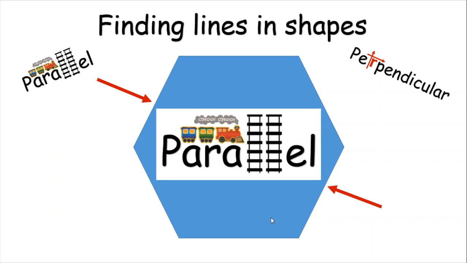And although they are quite short, they're part of the shape. If we did continue drawing those sides and drew the lines to make them longer, they would continue to be the same distance apart the whole way along, which makes them parallel. So they would be the perfect distance, the same all the way along. They wouldn't get closer, they wouldn't get further away from each other.